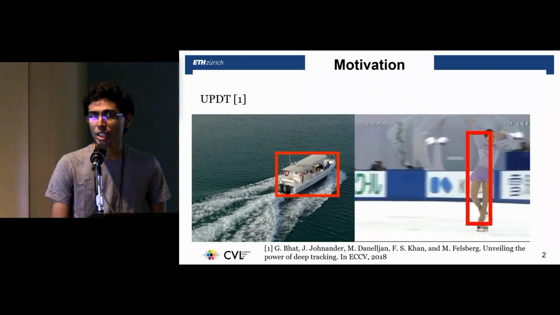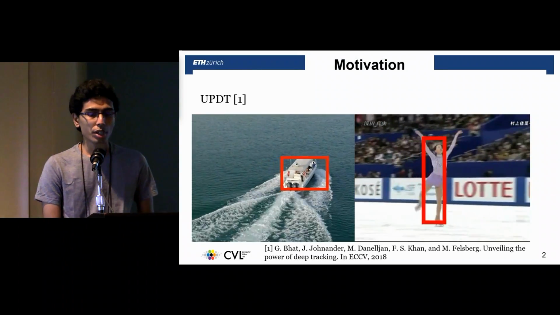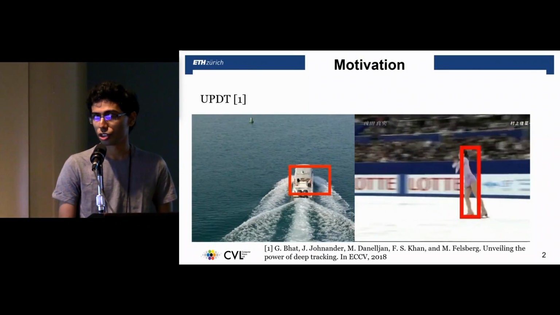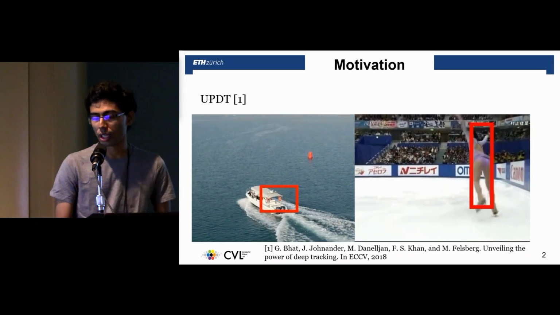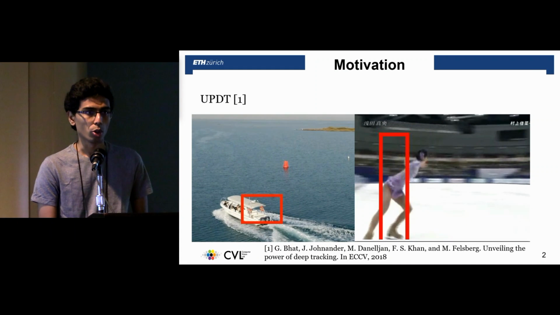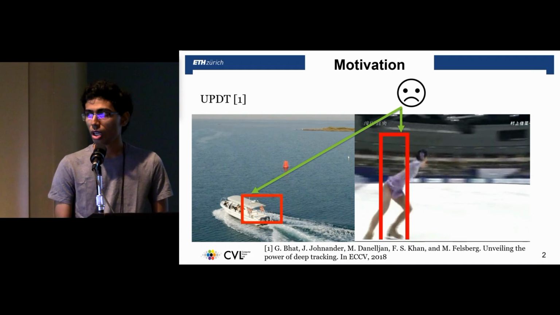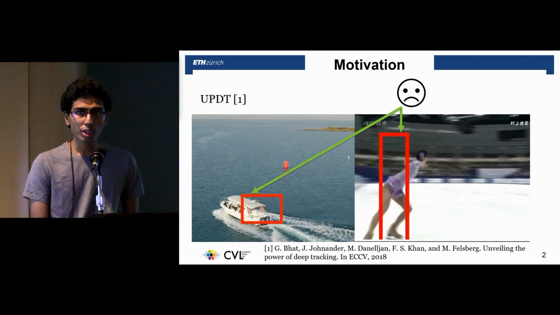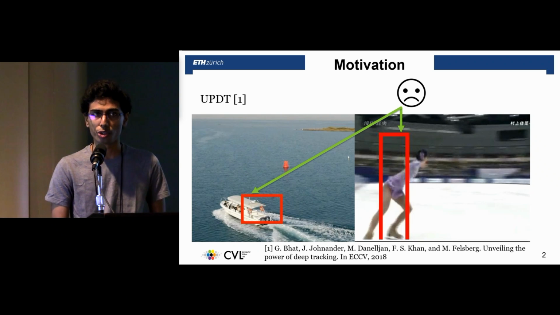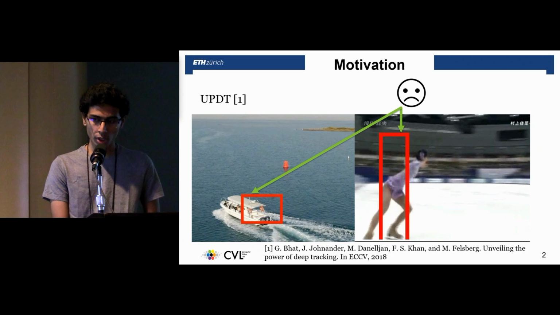So, do we need more accurate tracking? To find out, let's look at the results of a recent state-of-the-art tracker, UPDT. From the videos, we can see that UPDT is fairly good at localizing the target in the image. However, the quality of the bounding boxes is poor. So in this work, our goal is to improve the accuracy of state-of-the-art trackers.